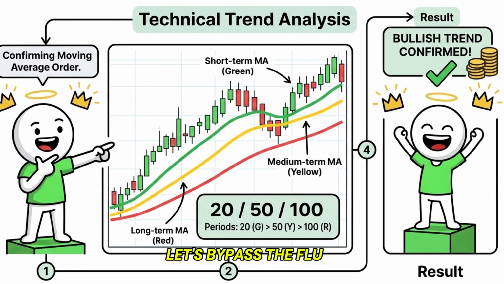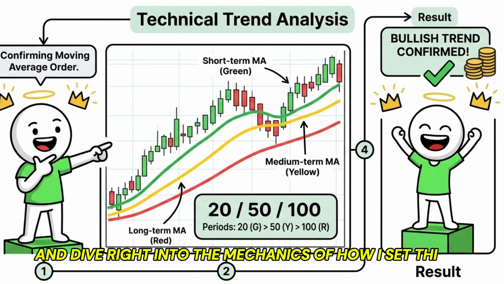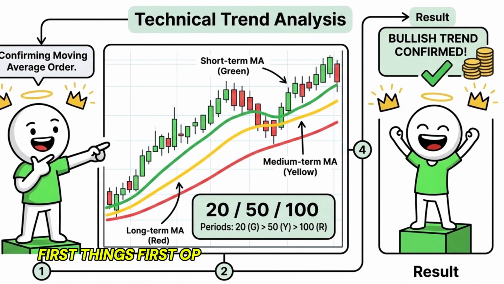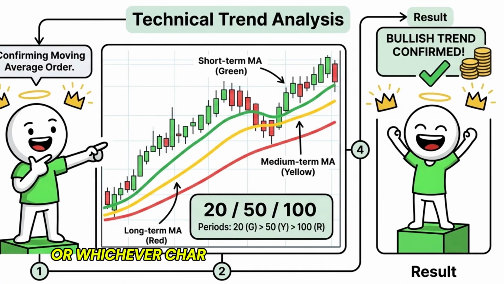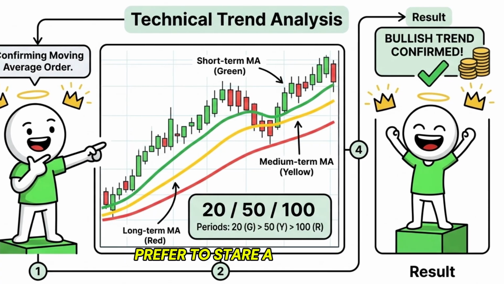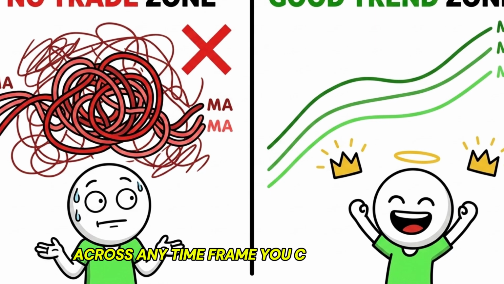Let's bypass the fluff and dive right into the mechanics of how I set this up. First things first, open up your TradingView terminal or whichever charting platform you personally prefer to stare at. Right now, I have my own screen locked into the 1-minute intervals, but I want to emphasize that the core logic of this structure will map perfectly across any time frame you choose to trade.